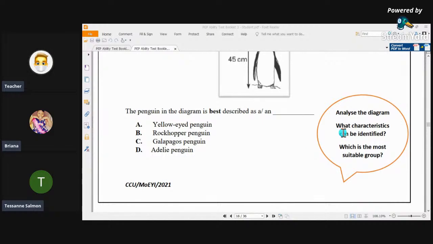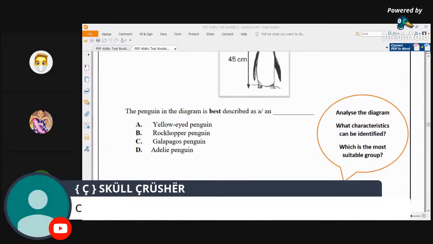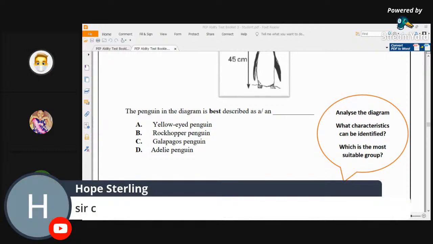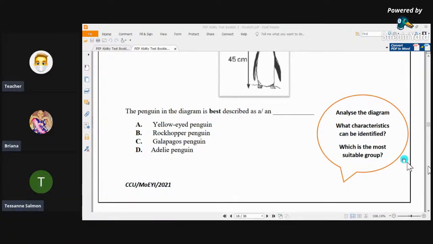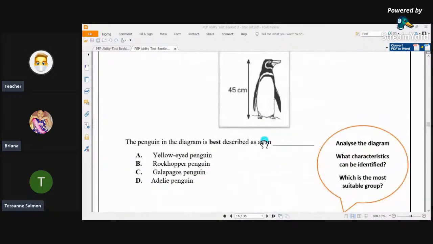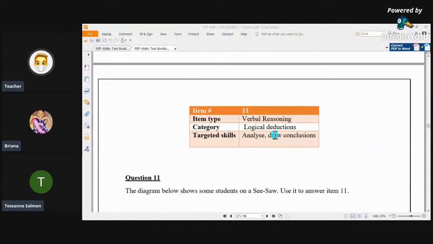There are several people who have gotten that. Let me see a few of them here. Morgan has the answer there. Skull Crusher has the answer there. Morris, answer there. Sterling, yes. Morris again. All right, good going, guys. So this was question 10. I think this is the last one for this section, and that's where we'll stop.